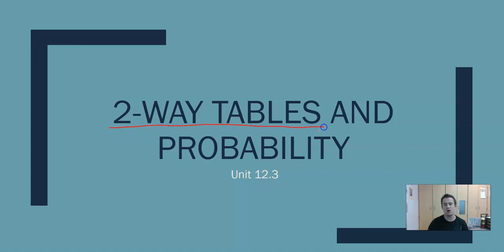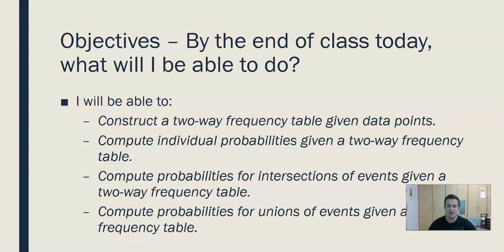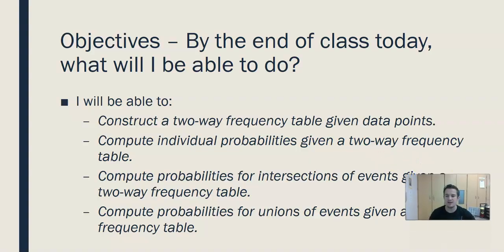Two-way tables, or otherwise known, sometimes I'll refer to them in this video as two-way frequency tables, are a popular and helpful way of representing data, representing different sets and different values. And because they're used so often, we are going to talk about them and how we can use those tables to compute probabilities.